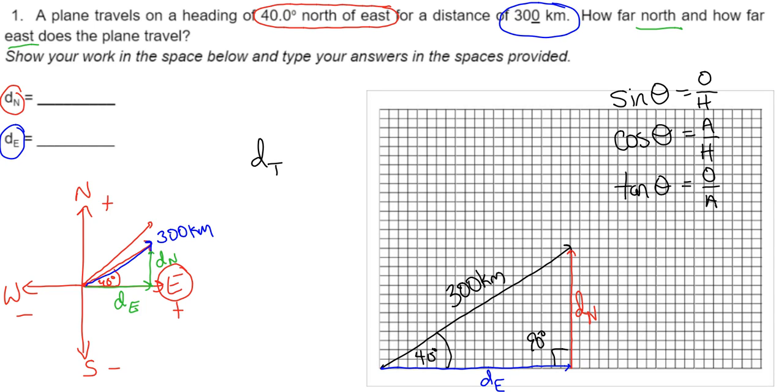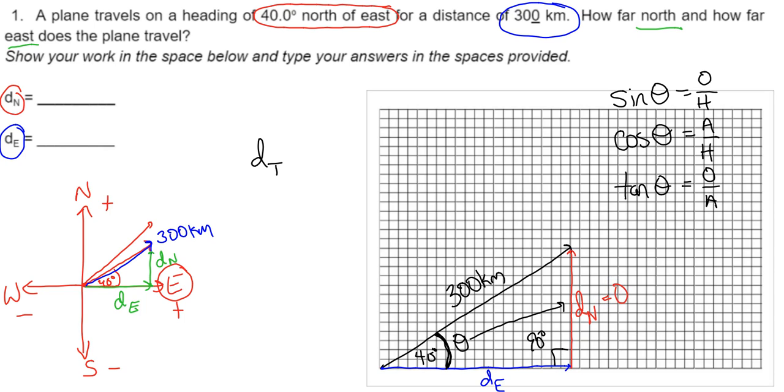So what we have to do is figure out what side is what. Well, it's always with respect to our angle theta. So our angle theta right here is our 40 degrees. Our opposite side is the side, just like it sounds, that's opposite, so it's all the way across from theta. So our opposite side is dn. So dn is our opposite.